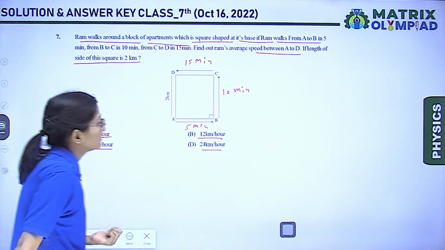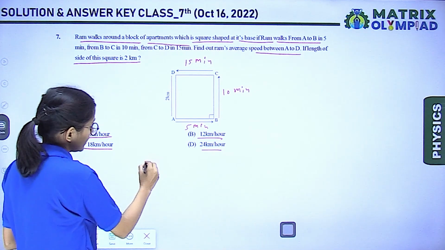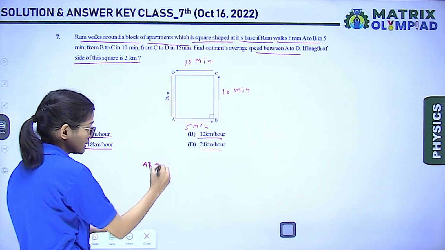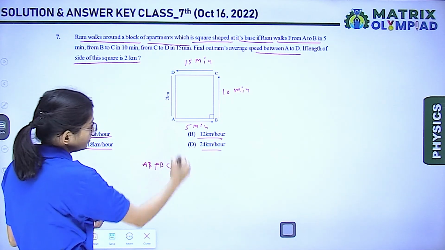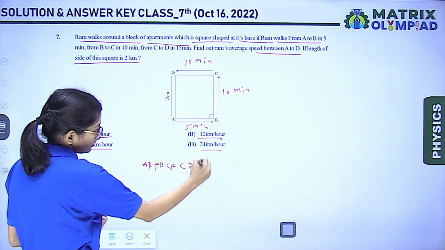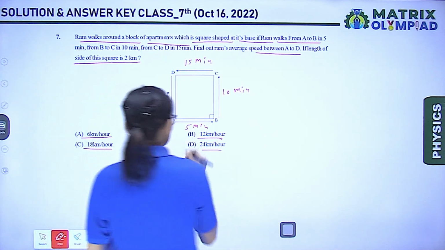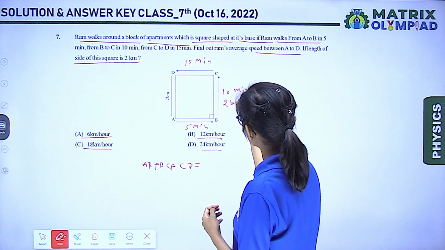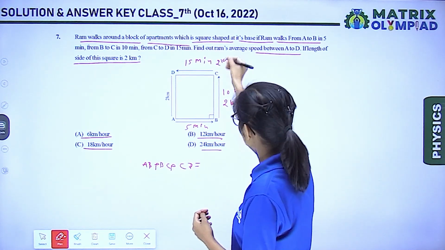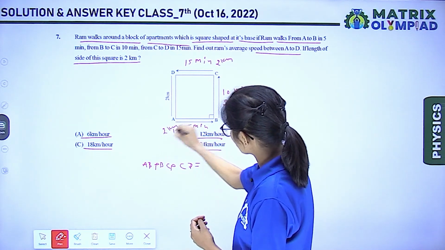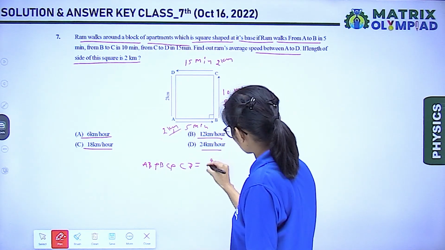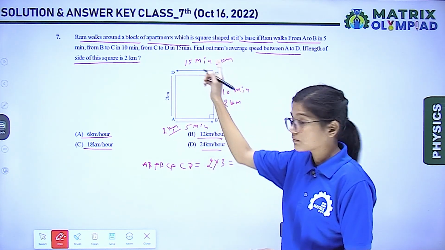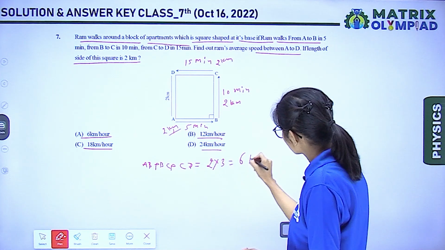Now see, the person is going from A to B, then B to C, then C to D. So what's the total length that person covers? It is a square shape. If this side is 2 km, this will also be 2 km, and this will also be 2 km, because it is a square shape. So that will be 2 into 3, so the total length covered by Ram will be 6 km.